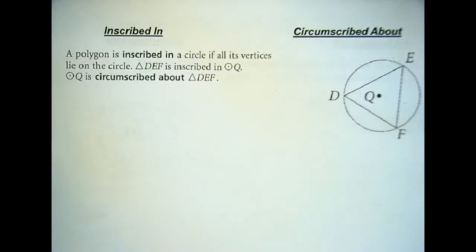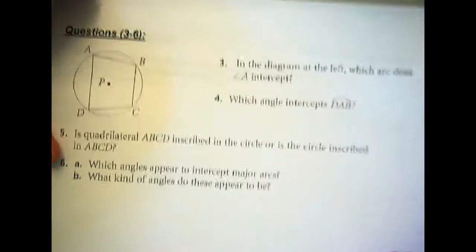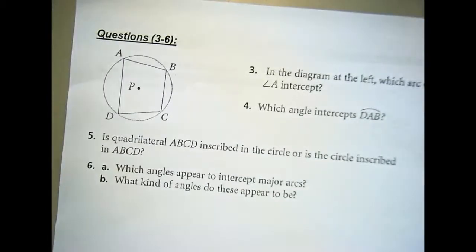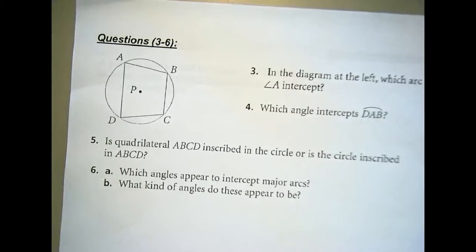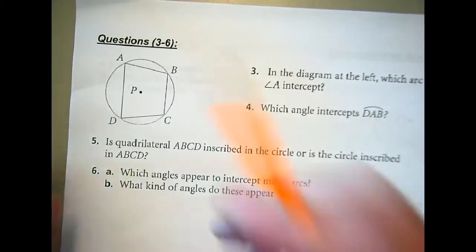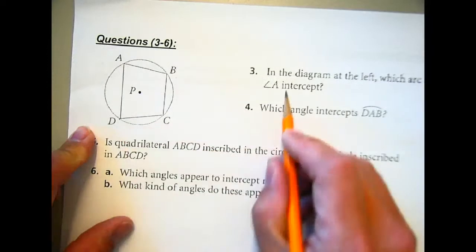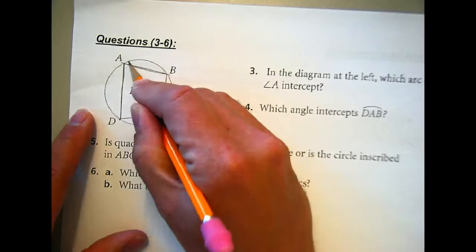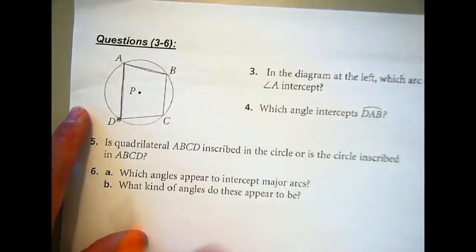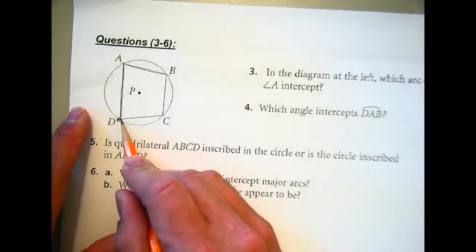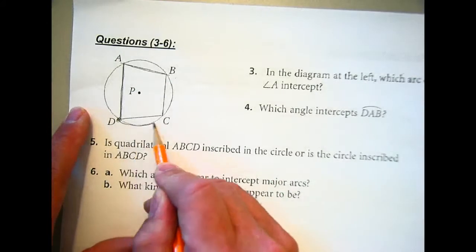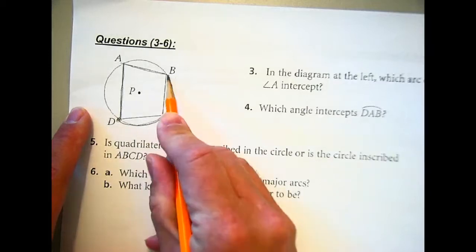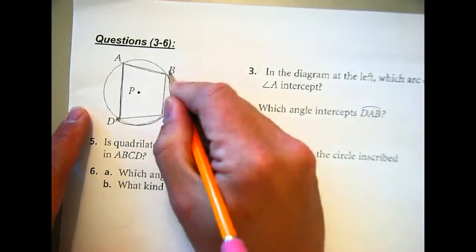Let's go through question 3 there. Question 3, in the diagram at the left, which arc does angle A intercept? Volunteer? Bree? Arc DAB. So we've got angle A. It does start at point D, excuse me. Did you say DAB or DCB? It actually goes this way. So think of a snow cone, right? It's like the top of the snow cone. Okay? So it goes from endpoint to endpoint.